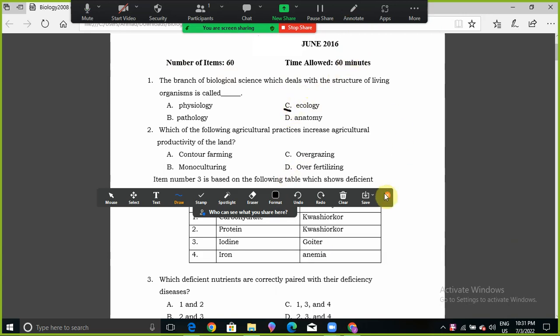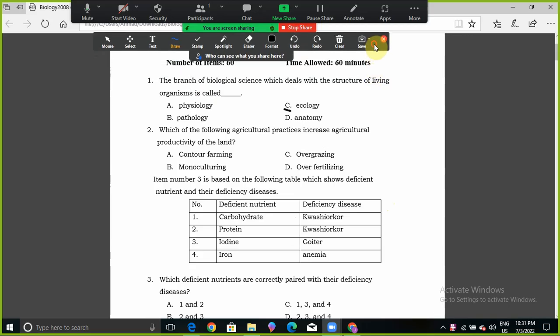Now, question number 2 says, which of the following agricultural practices increase agricultural productivity of the land? A. Contour farming. B. Monoculturing. C. Overgrazing. D. Overfertilizing. The correct answer is overfertilizing. Why? Because it's a chemical or natural substance added to soil to increase its fertility. So the right answer for question number 2 is overfertilizing.